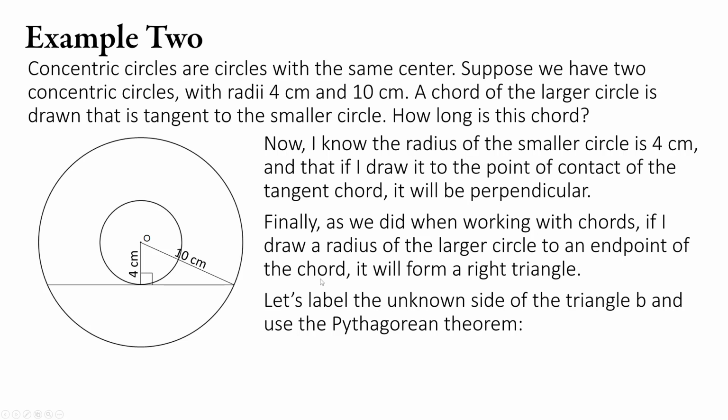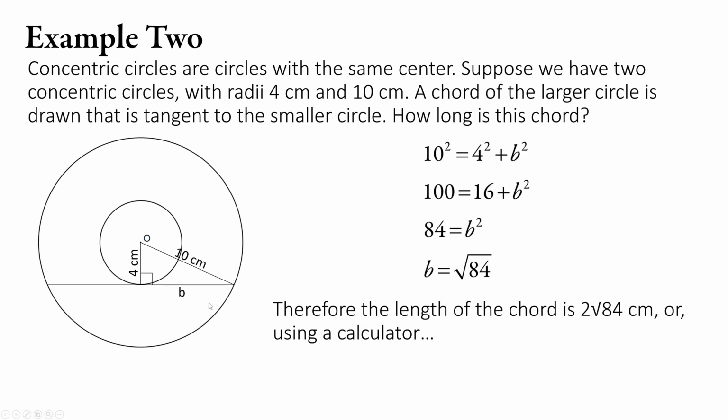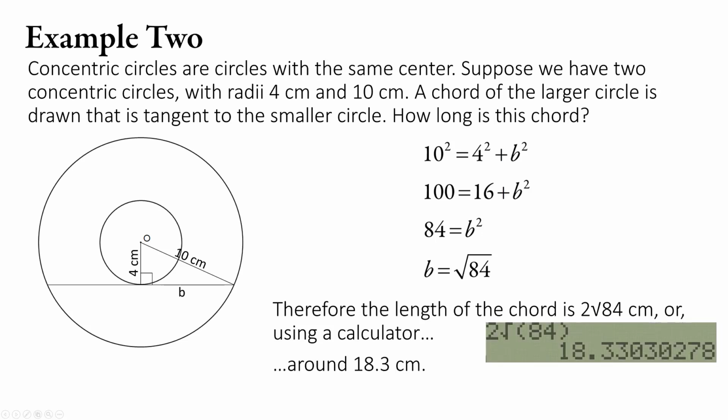So again, I'm going to be using the Pythagorean theorem. Let's label this unknown length B. It's not the hypotenuse, so I won't use C. And let's do the Pythagorean theorem. So I have 10 squared is 4 squared plus B squared. So 100 is 16 plus B squared. Subtracting 16 from both sides gives me 84 is B squared. So B, this segment here, is the square root of 84 centimeters long. The chord is therefore twice that: 2 square root 84 centimeters, or about 18.3 centimeters long.